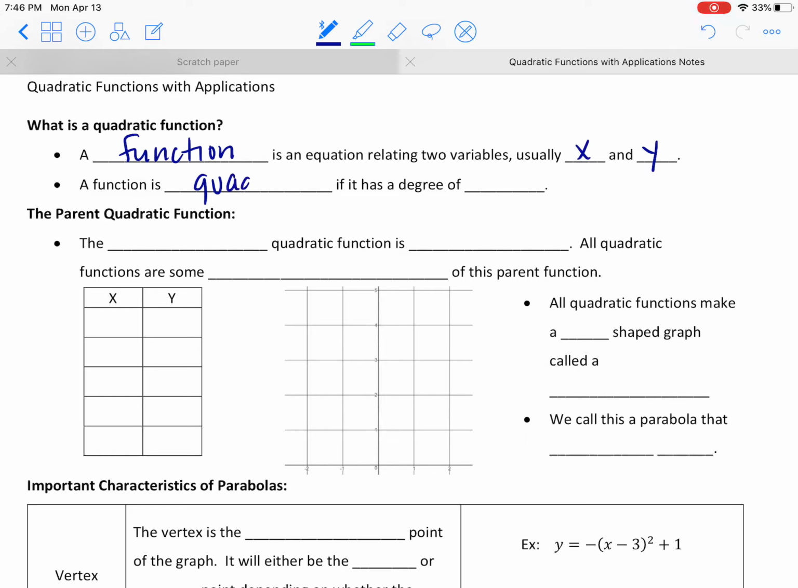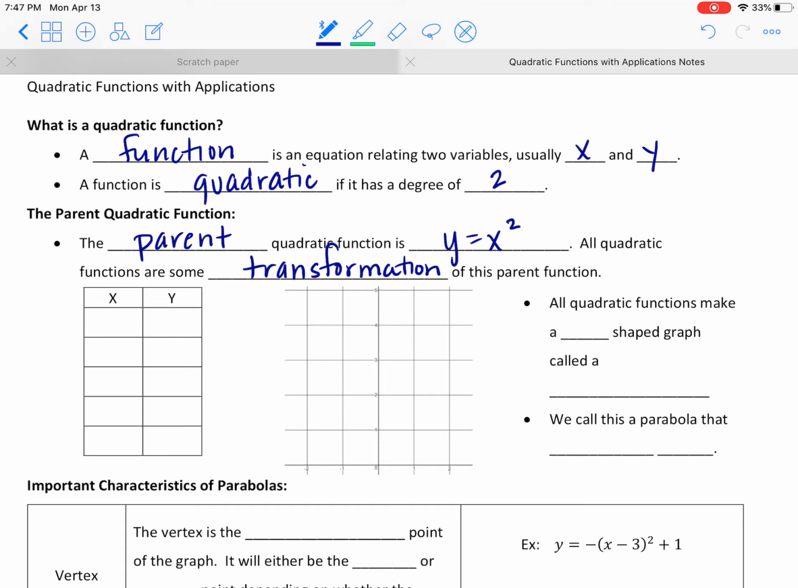And if it's a quadratic function, that means it has a degree of 2. It's got an x squared in it. Hopefully we remember what the quadratic function looks like. Remember the parent? What is our parent quadratic function? It is y equals x squared, with nothing else being added, subtracted, or multiplied. There's our basic one. So all quadratic functions are just some transformation of that parent.